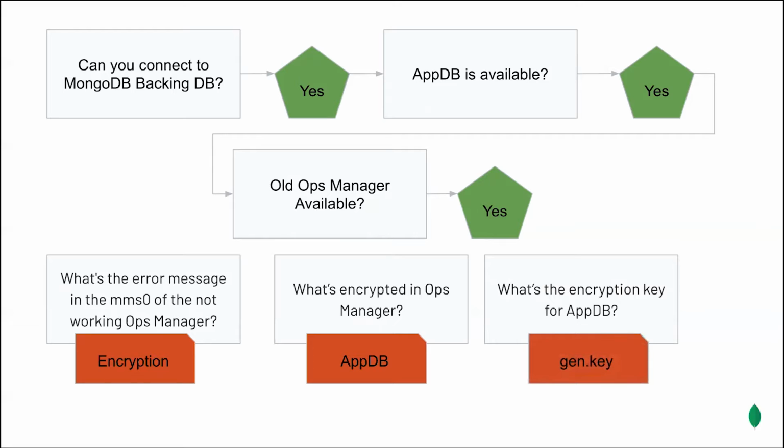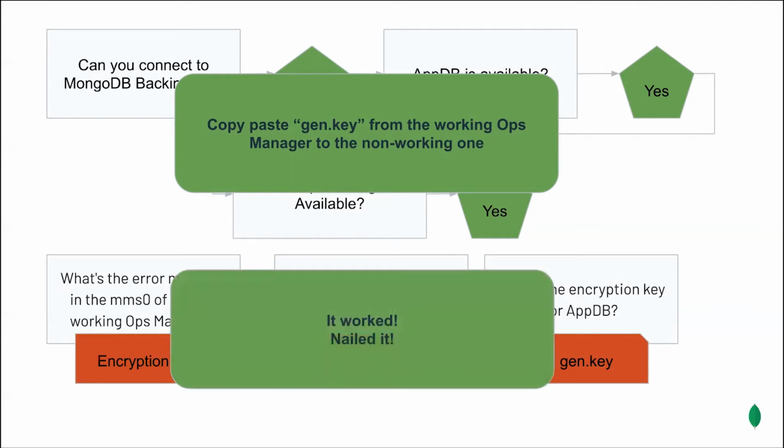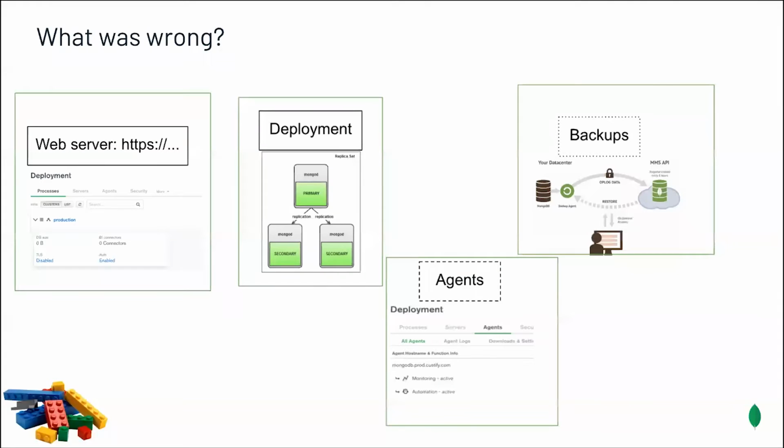gen.key. Okay, so the TSC made the following decision: copy-paste the gen key from the working Ops Manager to the non-working one. And surprisingly, everything started working. Nailed it. Let's see what was wrong.